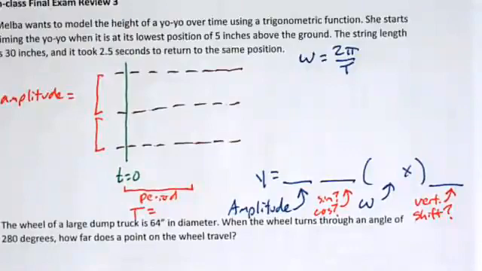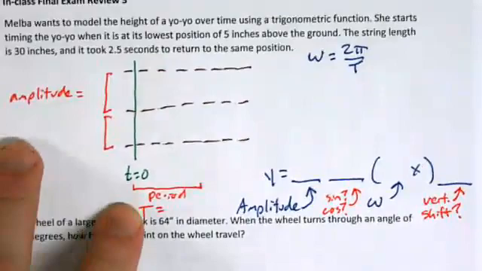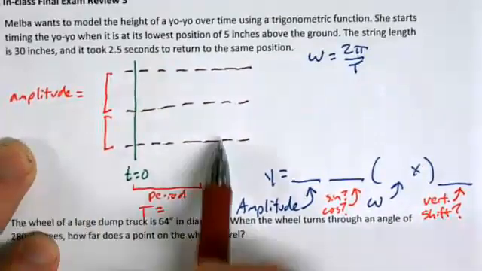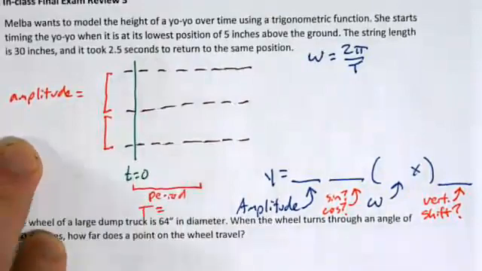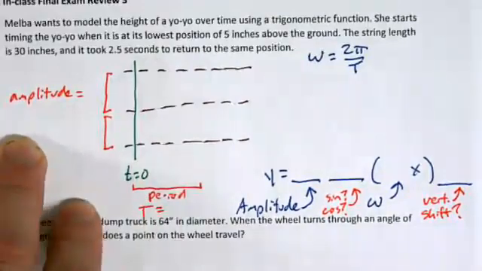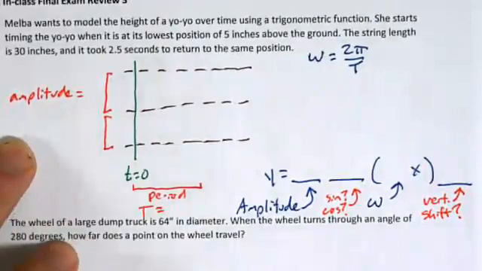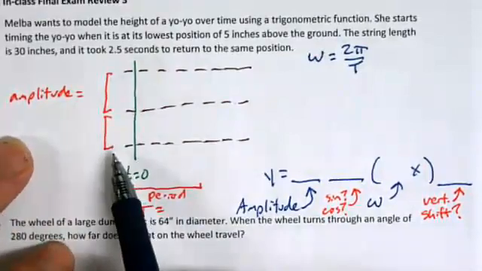Let's start talking about this one. Again, my first strategy is usually to draw my max and my min and figure out where the max and the min are for these. Typically, they'll give you some information about that. What'd you get for the minimum value? How low does this yo-yo go?